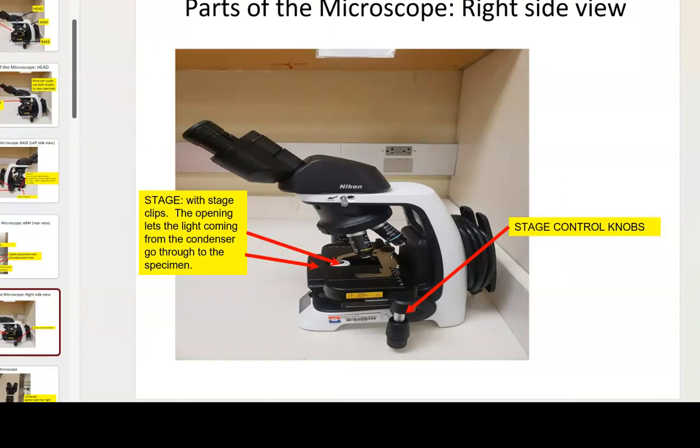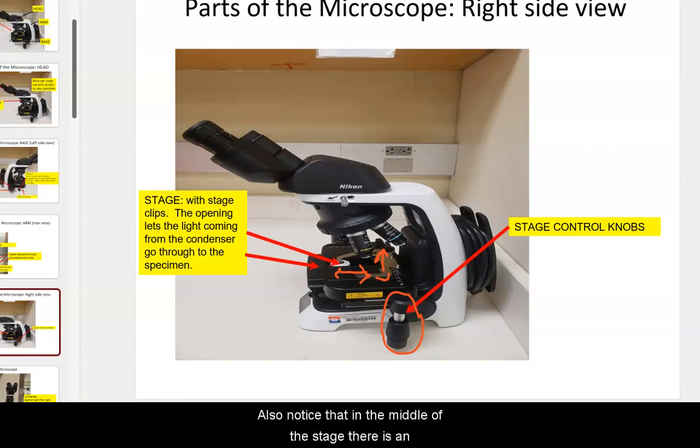This is the right side view of the microscope. On the right side, we can see below the stage control knobs that are going to move the stage left and right, up and down. So we can move or slide to view different parts of the specimen.